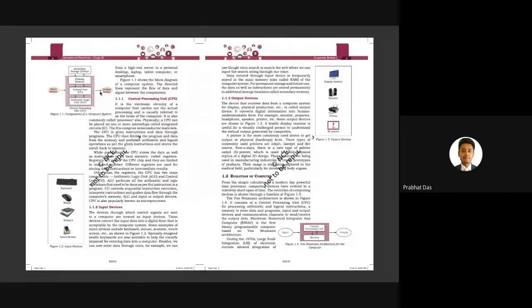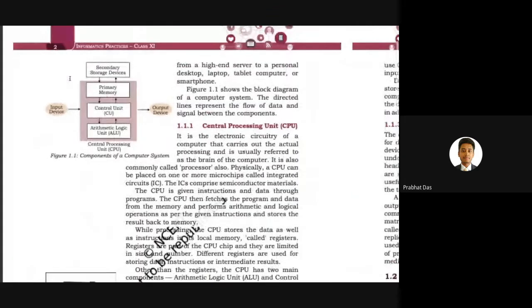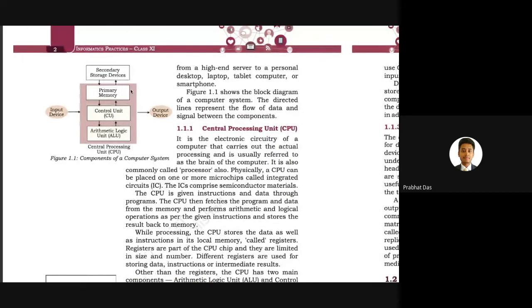So in the last class, we discussed the basics of computer systems, like the control unit, the arithmetic logic unit, the input devices, and the output devices. In today's class, we'll be discussing the memory unit of the computer system, like the primary memory and the secondary storage devices. What are the working principles of those devices? What are the different types of devices that are available in case of memories?